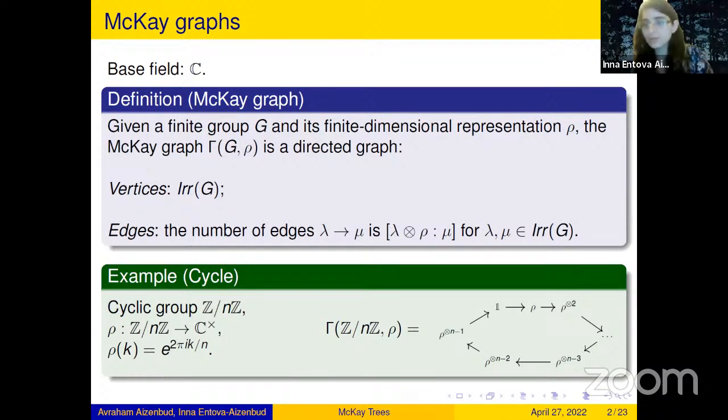I will soon speak about the reason for defining these graphs, but I will start with some examples. The first example would be just to take a cyclic group and a one-dimensional representation of the cyclic group. In that case, we can draw the McKay graph, and you can see that this is actually a cycle, because we just go over all our irreducible representations, and of course the multiplicities are all one. So this is the first example of what McKay graphs can look like.